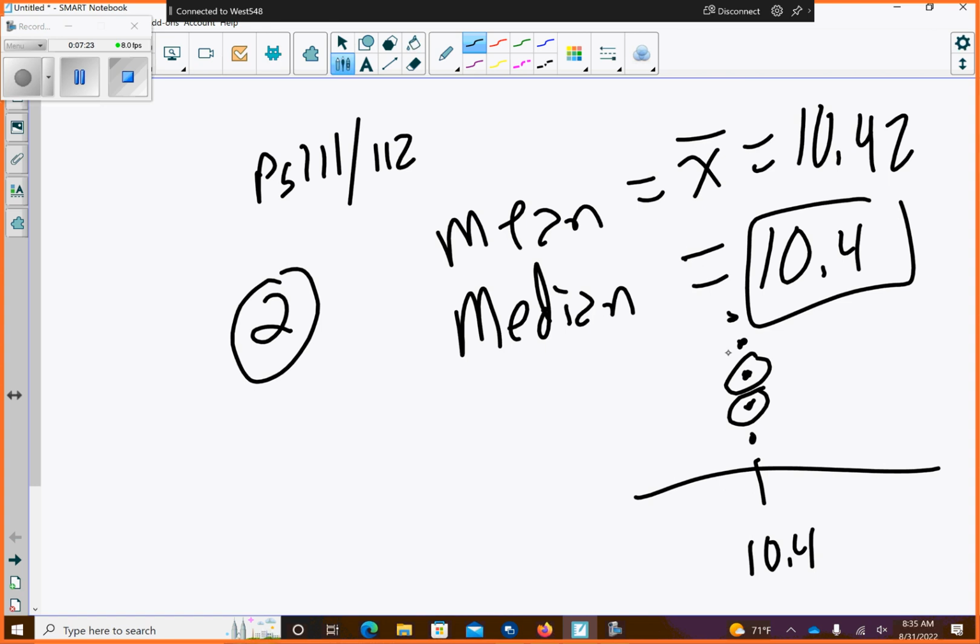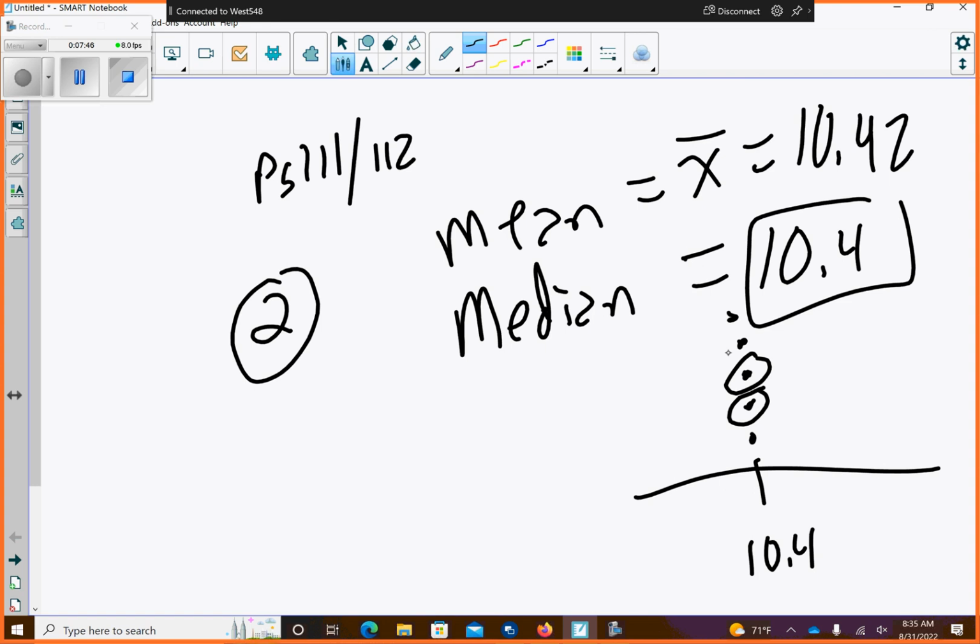So the median is always at the 50th percentile. 50th percentile means half the data is above, half the data is below, things like that. So I guess number 5 says a percentile is a percentage of data that lies below a certain value. Find the percentile for 10.4 and then explain what this percentile score means in context of the question.